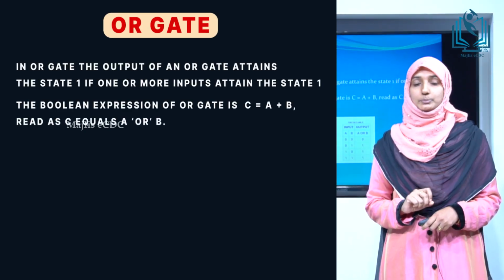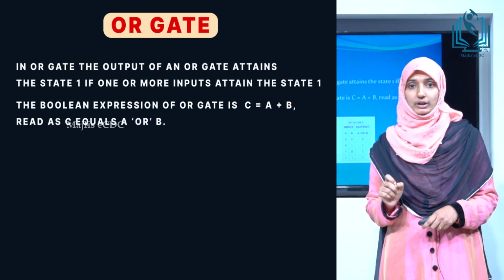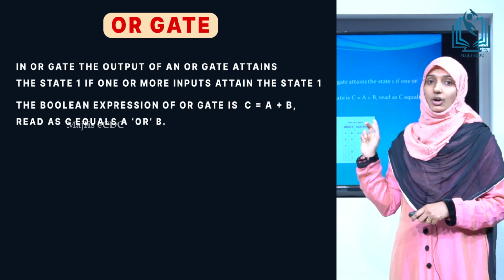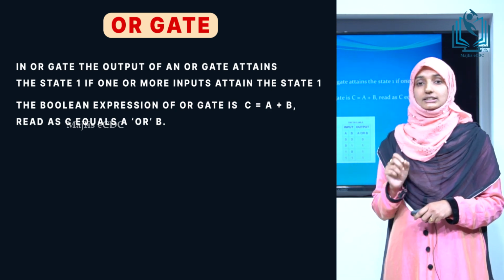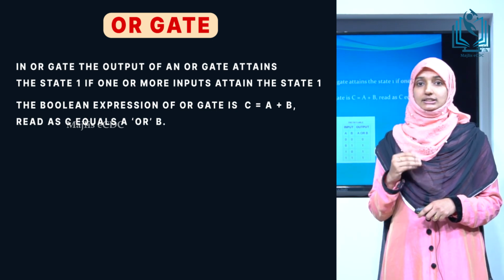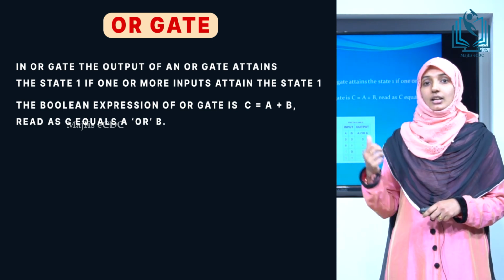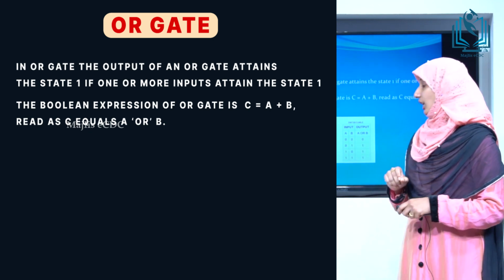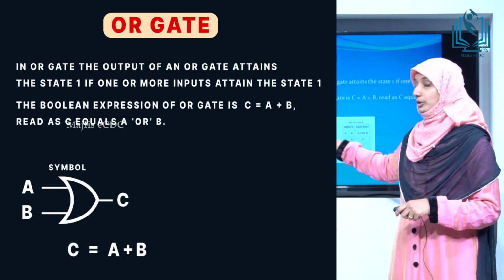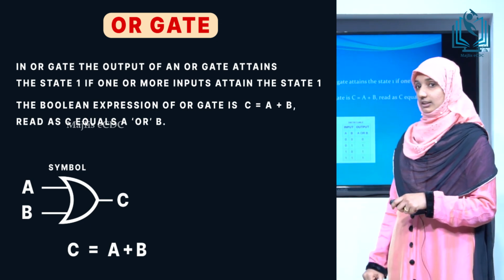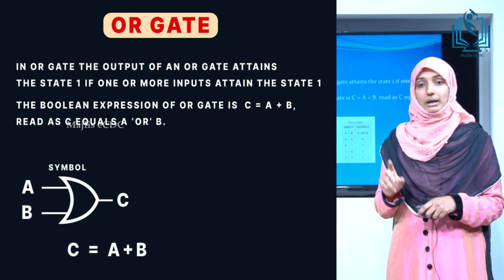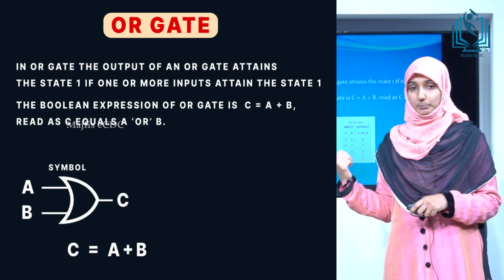In the OR gate, the output attains the state 1 if any one of the inputs is in state 1. The Boolean expression of the OR gate can be written as C equal to A plus B. It can be read as C equals A or B. And here is the symbol of the OR gate. Here there are two inputs A and B, and the output is written as the letter C, where C equal to A plus B is the output. It performs the binary OR operation or addition operation.